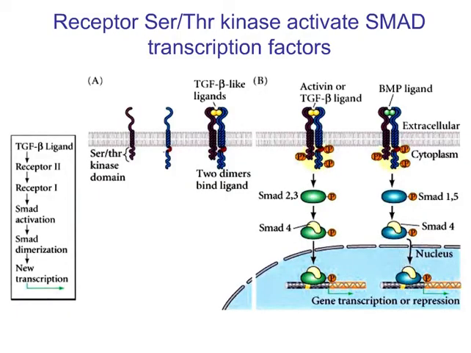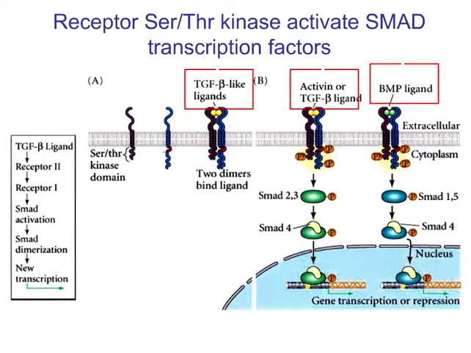All members of the TGF-beta superfamily, including activin and the bone morphogenic proteins, bind to serine-threonine kinase receptors, of which there are two types. Type 1 and Type 2 receptors are single-pass transmembrane proteins. Each has a serine-threonine kinase domain. The Type 2 receptor serine-threonine kinase activity is always on, phosphorylating itself in the absence of ligand.